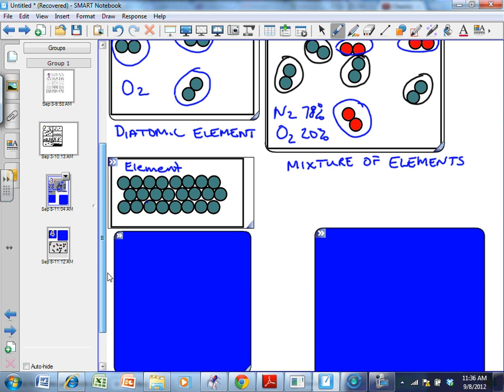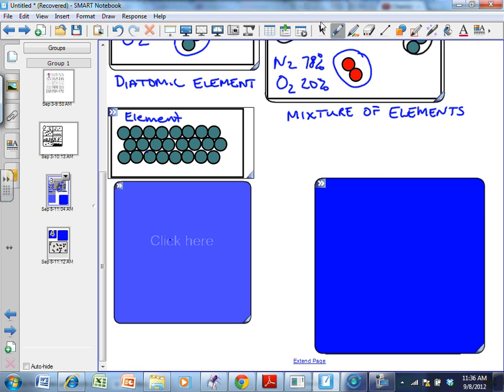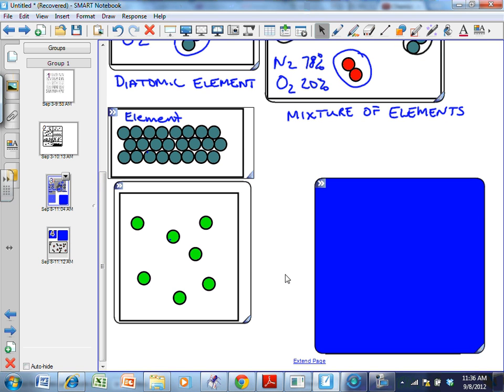That's an element, and it's in the solid state. Let's look at this one. This is just an element that's probably in the gas state, but it's a monatomic element. Mono means one.